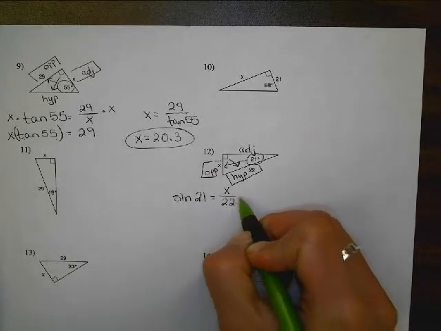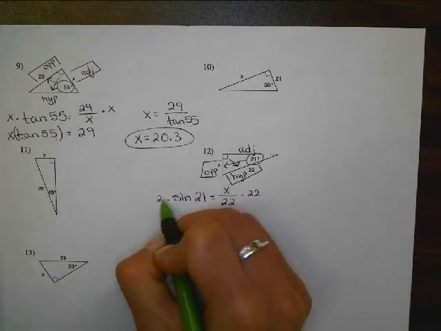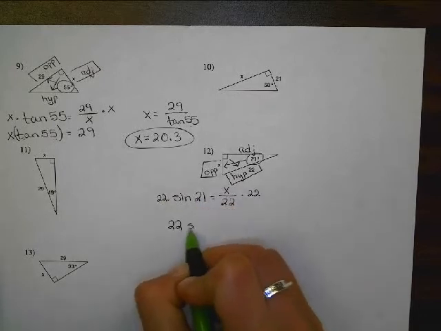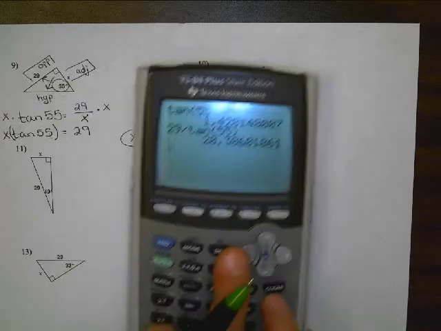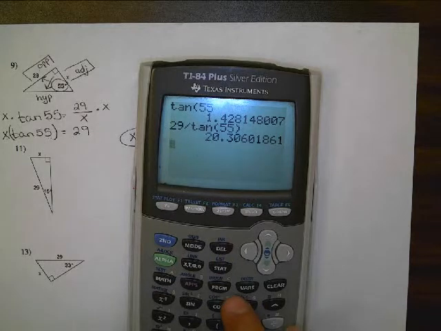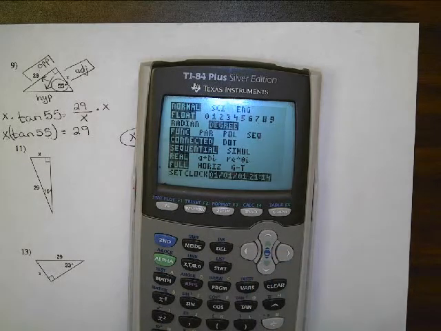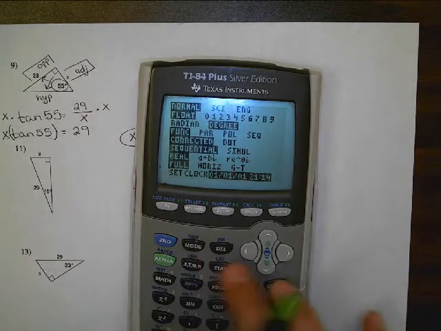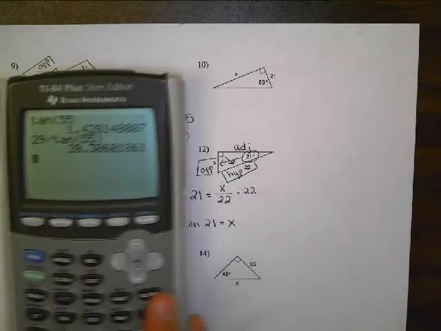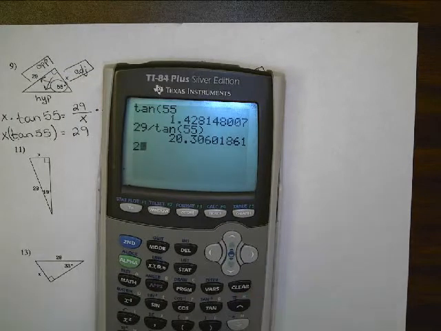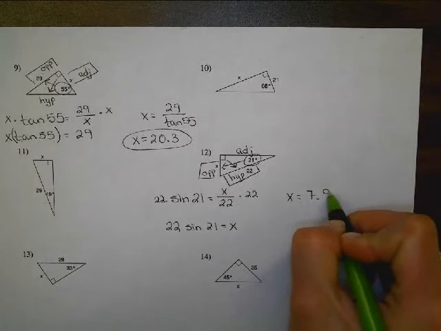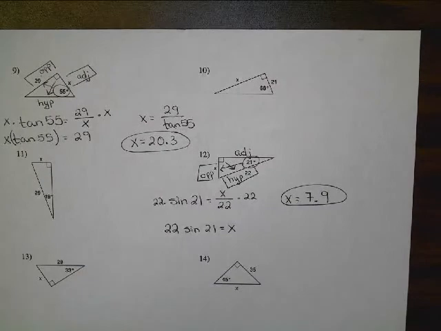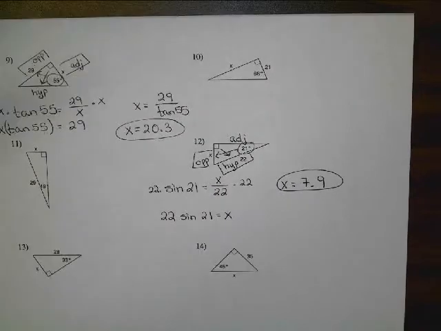Now I just have to get x by itself, so I multiply both sides by 22. So I have 22 sine of 21 equals x. And I'll just punch this in my calculator. Now, if you remember from the last video, you do have to make sure that your mode is in degree. So just hit your mode button and then go to degree. Now I can punch in 22 sine 21, which is 7.88. So x equals, let's round to 1 decimal, 7.9. And that's our answer. We'll do a couple more.